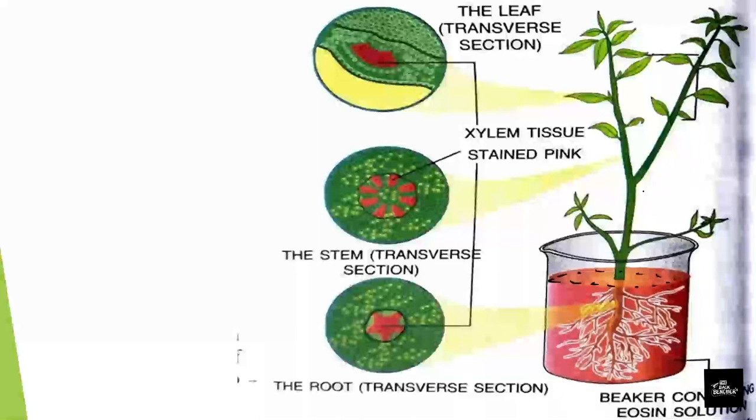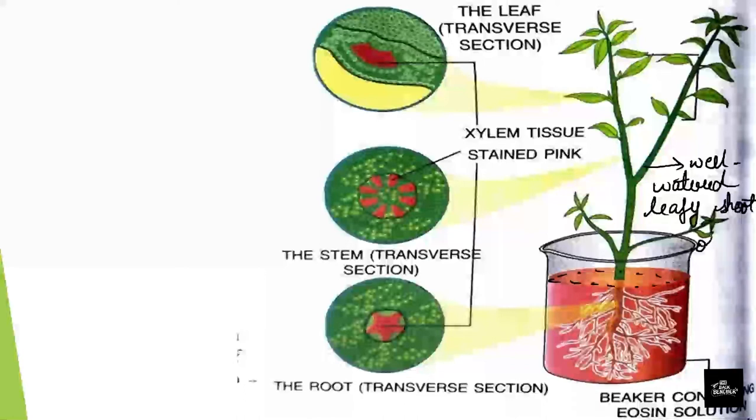And then we have taken this particular stem. This is a well-watered leafy shoot. Shoot means stem of which plant? It's the same balsam plant.